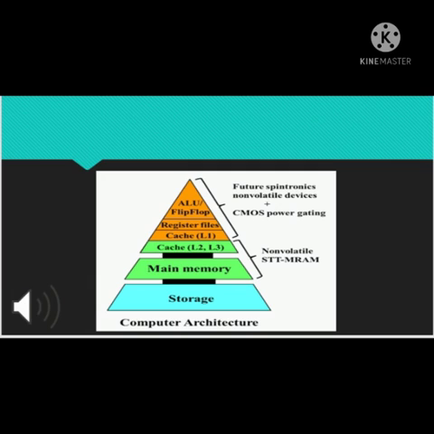And then cache. Cache is used to store data, that is 0 or 1. Main memory is used to store data and retrieve information from the main memory. And then future Spintronics non-volatile devices plus CMOS power gating. Non-volatile devices are hard disk, floppy disk and disk drive, and then volatile devices are used to store data, and non-volatile are STT-RAM or similar.